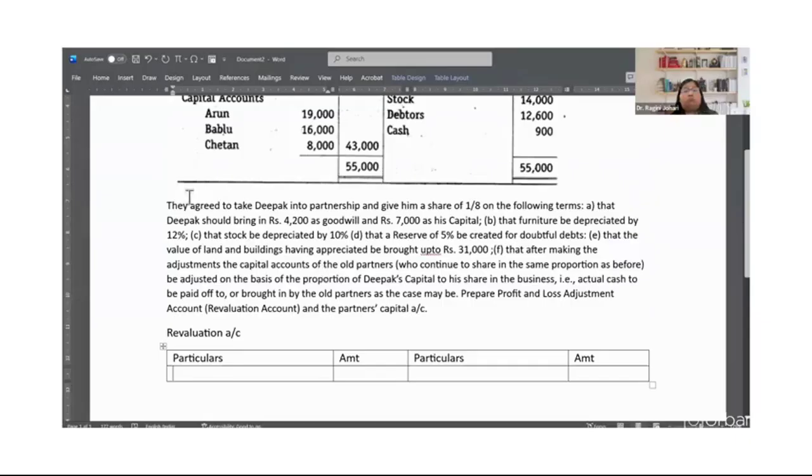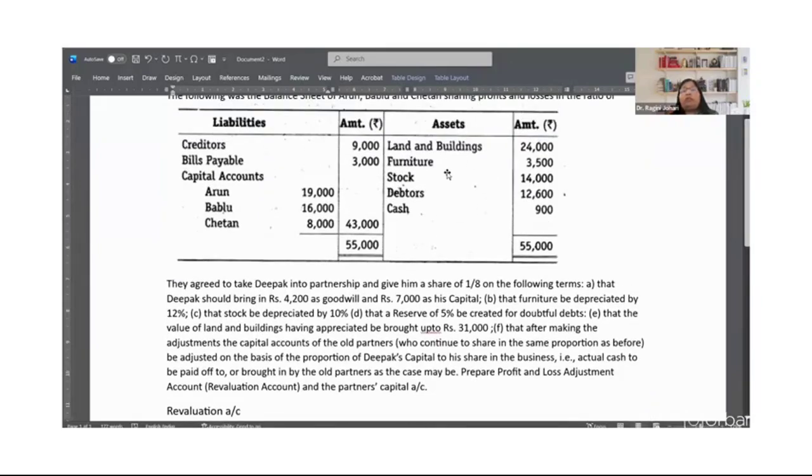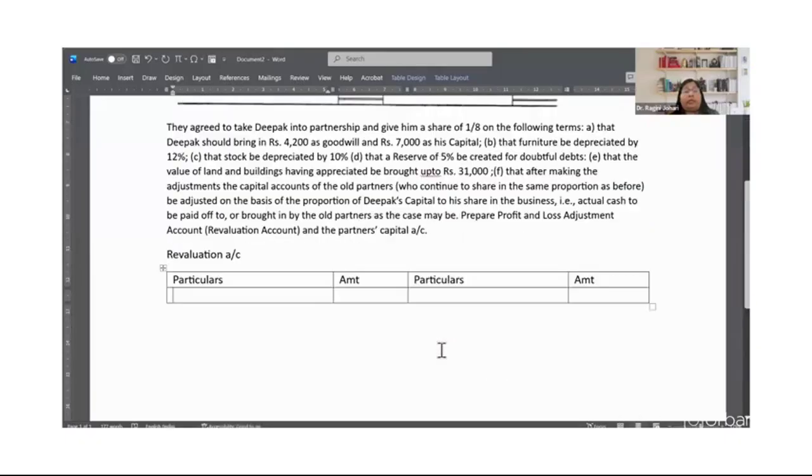So we started with furniture. Furniture we depreciated by 12%. Now, what is the value of furniture? It is 3,500. So let us find out 12% of 3,500. Let us make quick calculations. It is 12% of 3,500, which comes to 420, right? Now, since the furniture is depreciated, its value is decreased, so it will be posted on the debit side, right?